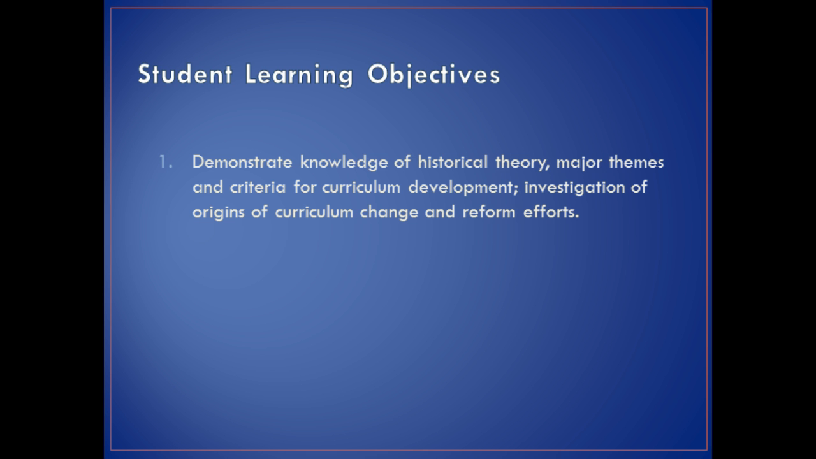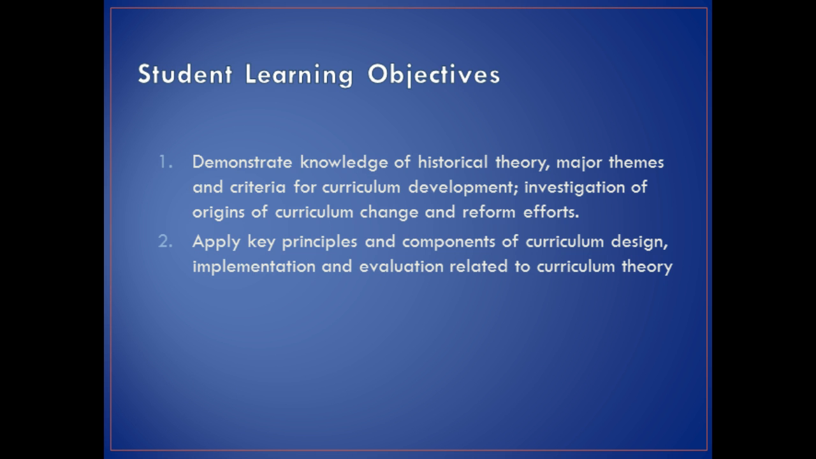So my objectives for your learning this semester are that by the end of the semester you'll be able to demonstrate knowledge of the historical theory, major themes and criteria for curriculum development, and an investigation of the origins of curriculum change and reform efforts. So kind of how did we get there and why do we do what we do? To be able to apply the key principles and the components of reading curriculum design, implementation, and evaluation related to curriculum theory. And keep in mind that every time we talk about curriculum design or curriculum theory, we're talking about it as it specifically relates to reading and reading instruction.